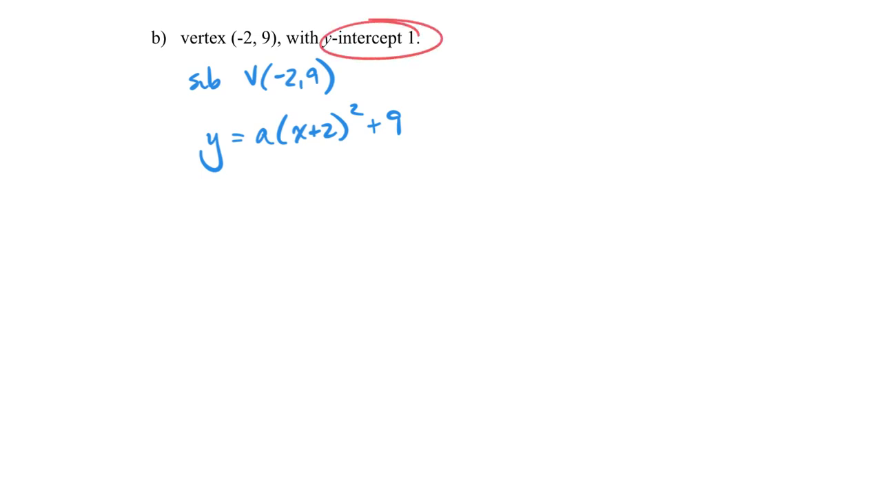Now, you might be looking at that and going, hey, my y is 1, but what's my x? Please just remember that when I give you a y-intercept, that means x is 0. So what I'm actually subbing in then is the point (0, 1). Okay, we end up getting to this.